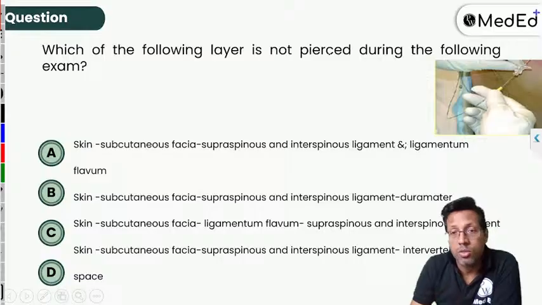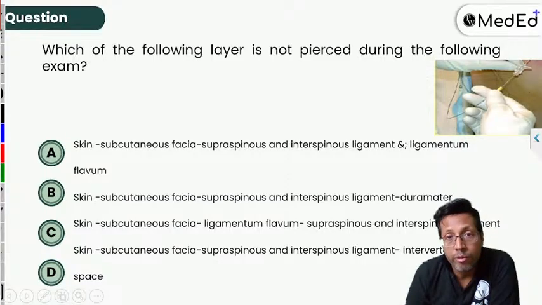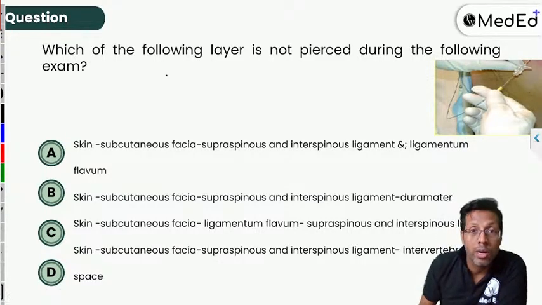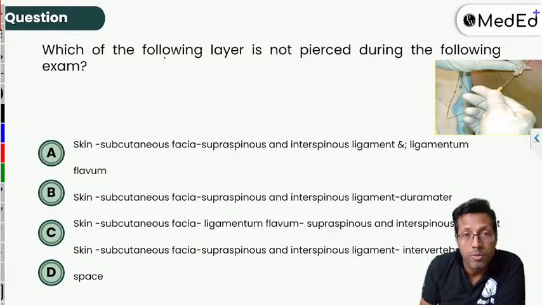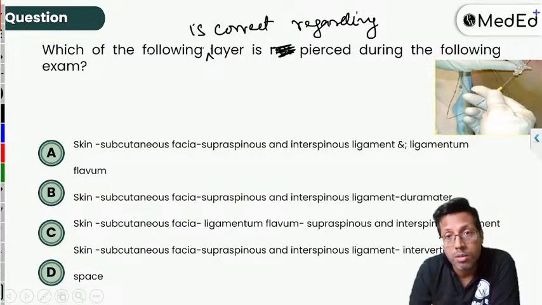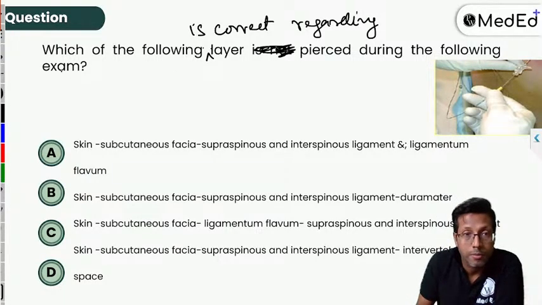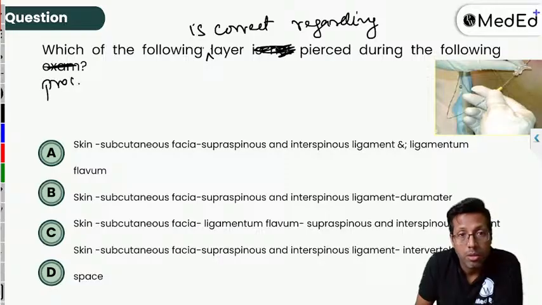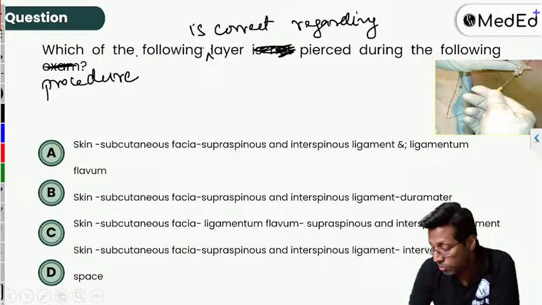Okay, this is one image. Which of the following is correct regarding the layers pierced during the following procedure?